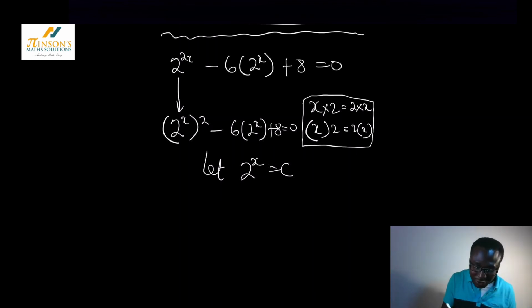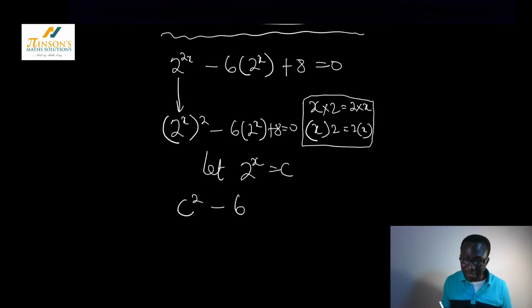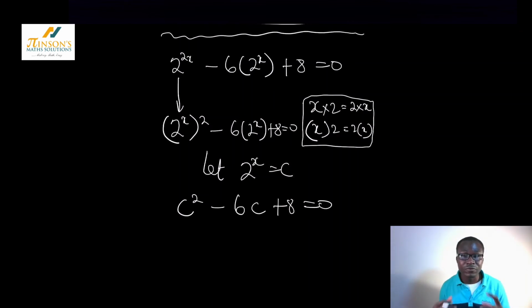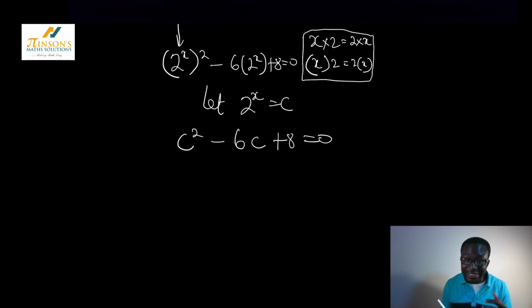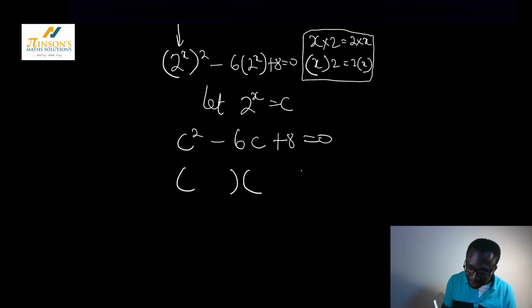So instead of writing 2 to the power x and then squared, I write C squared minus, here I write 6 lots of my 2 to the power x, which is C, add 8 is 0. Now at this point, I could factorize, I could use the quadratic formula, I could use completing the square, I could use whatever method helps me to solve a quadratic equation. Okay, so I could see easily that it is easier for me to factorize. So I'll have my factorizing done.